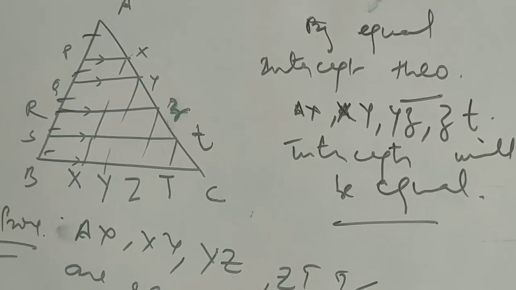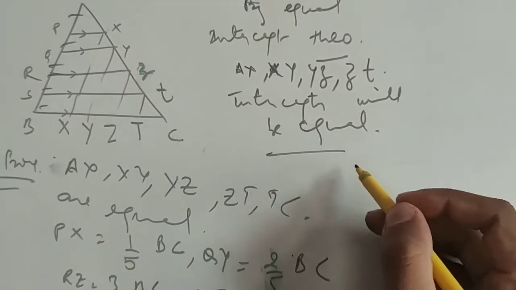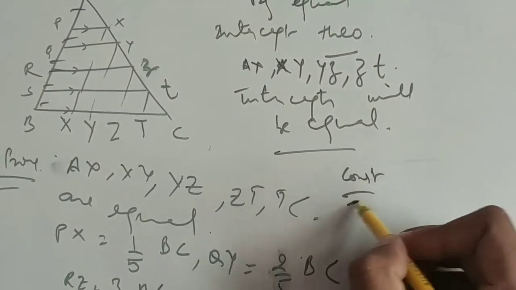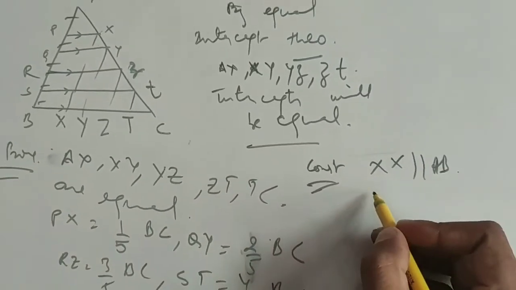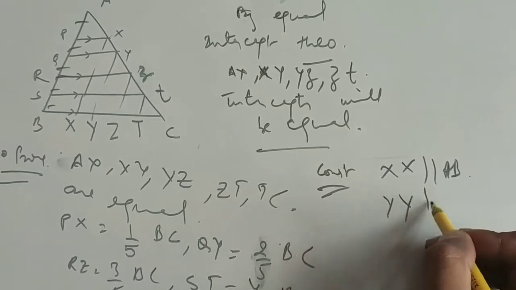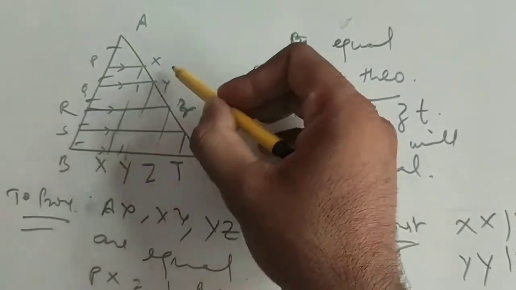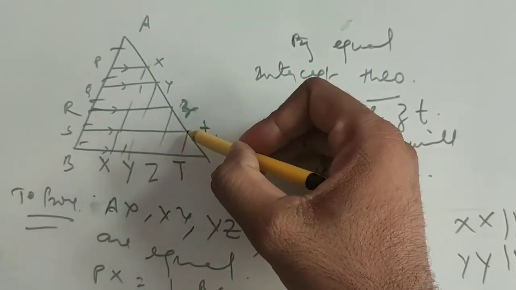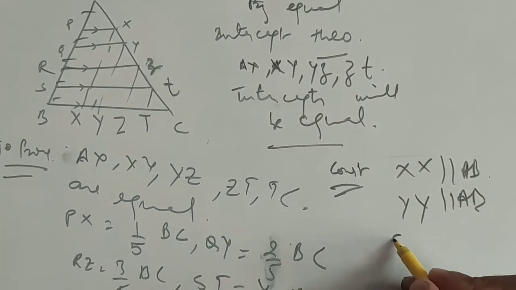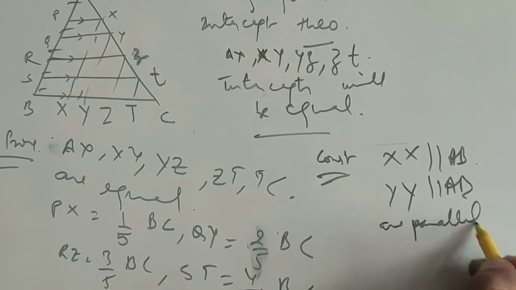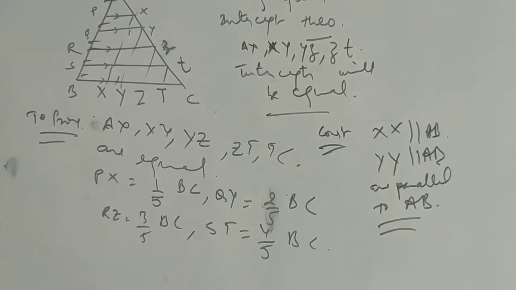Now if these all are equal, we can also see that by construction we have drawn XX parallel to AB and YY parallel to AB. This is the construction which we have done. These line segments are parallel to AB.